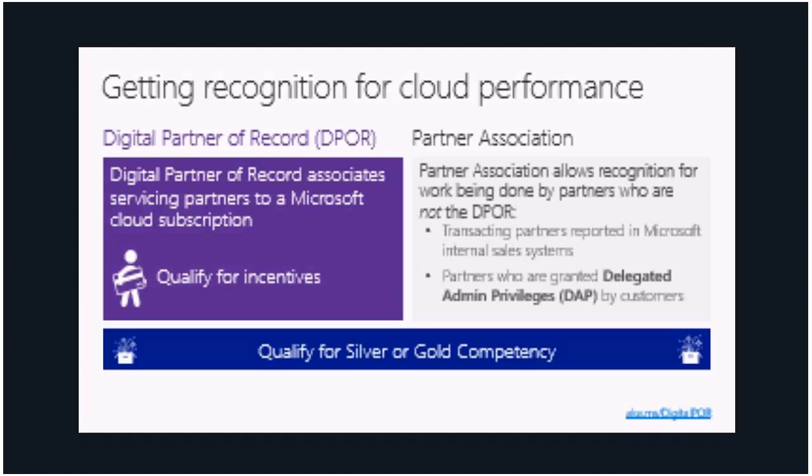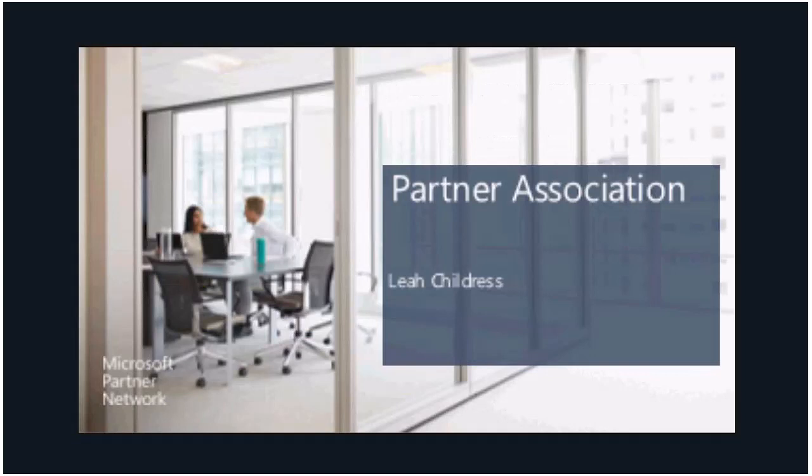These are both different ways for you to get that demonstration of sales performance to qualify for a silver or gold competency. And partner association is the other route. So you could either be the Digital Partner of Record or the Delegated Admin, both of which are controlled by customers. They assign you as the Digital Partner of Record or the Delegated Admin. I will now hand it over to Leah to dive deeper into this topic.